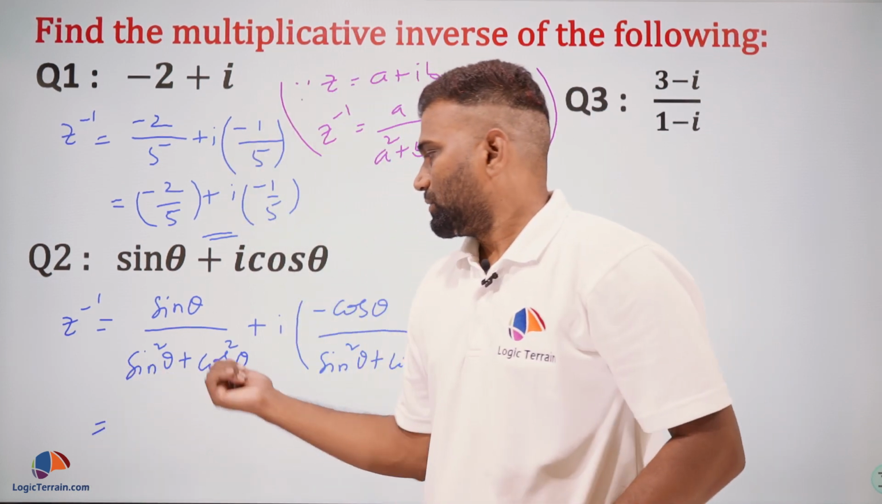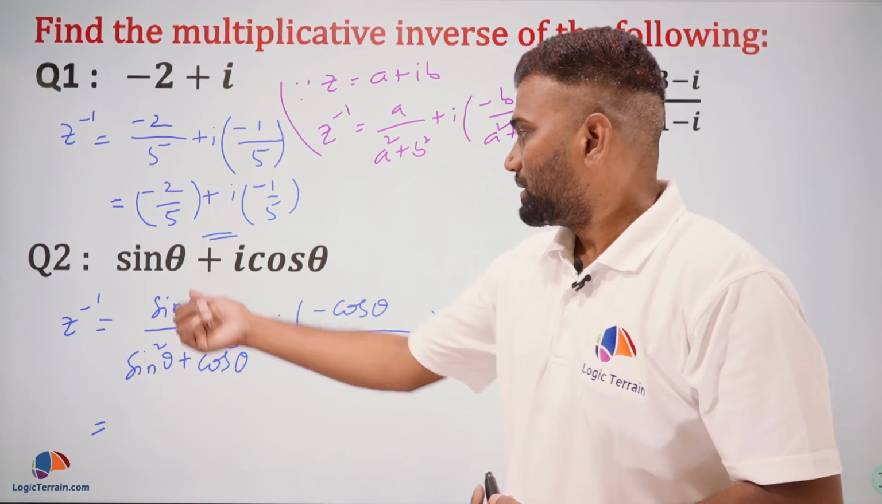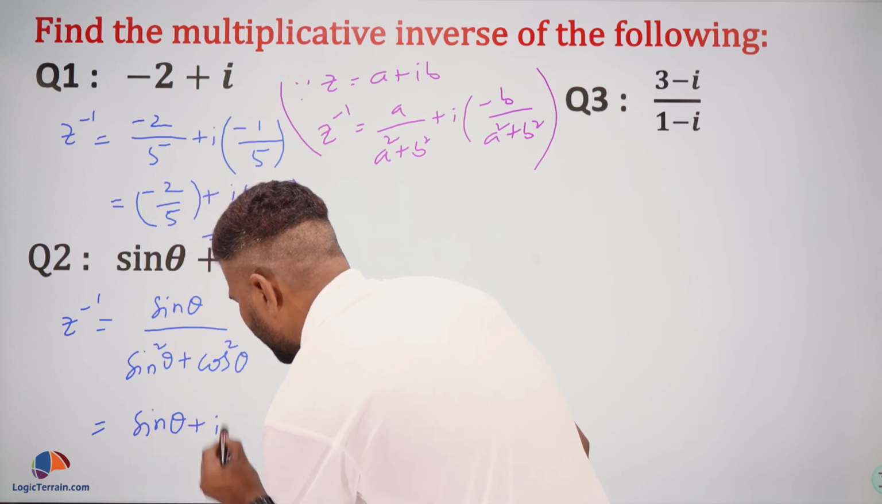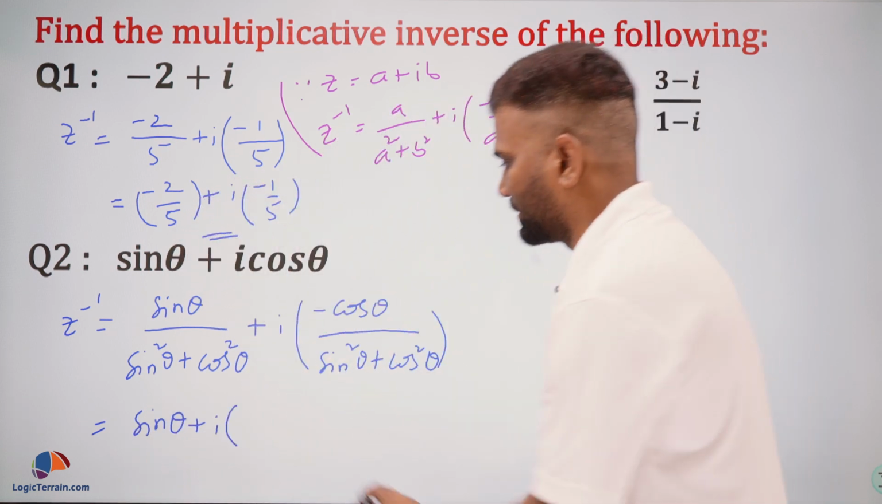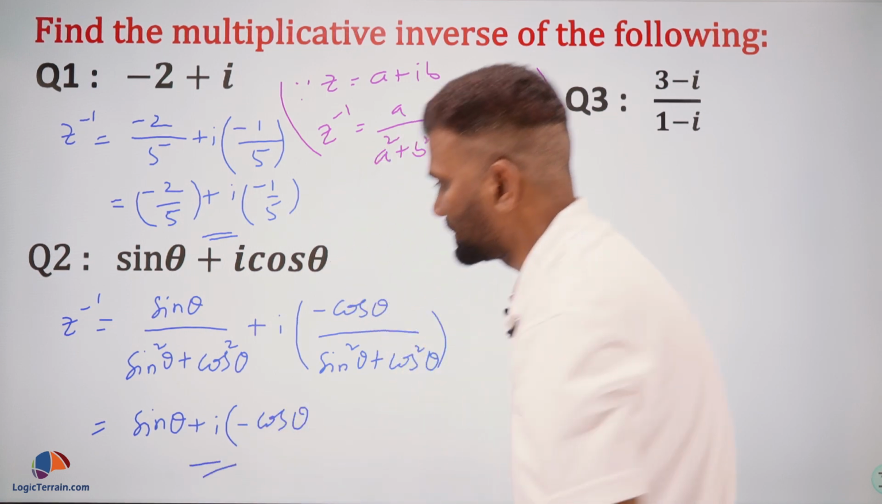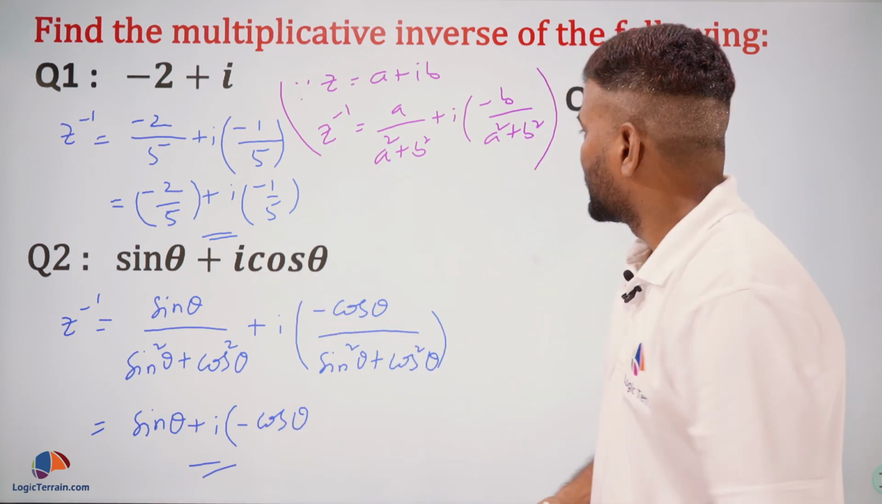Further, we know the trigonometric identity sin square theta plus cos square theta is 1. So sin theta upon 1 is sin theta, plus i of, again this is 1, and when you divide by 1 we get the same, that is cos theta. This is the multiplicative inverse of the given complex number.